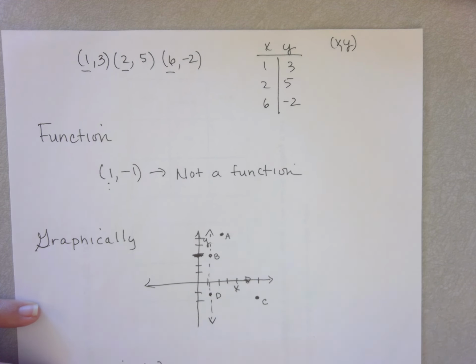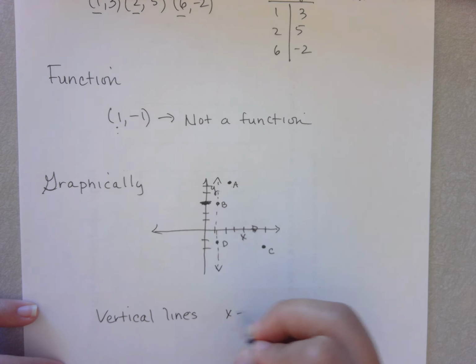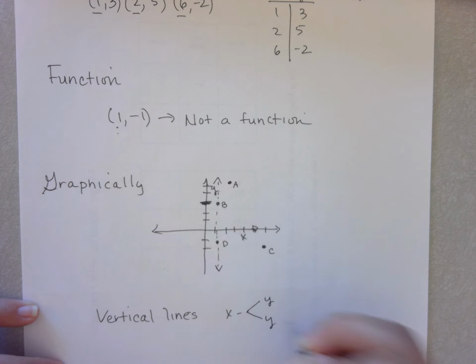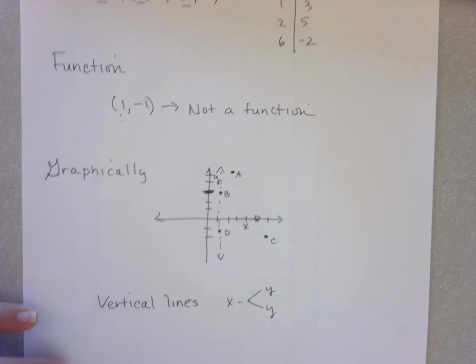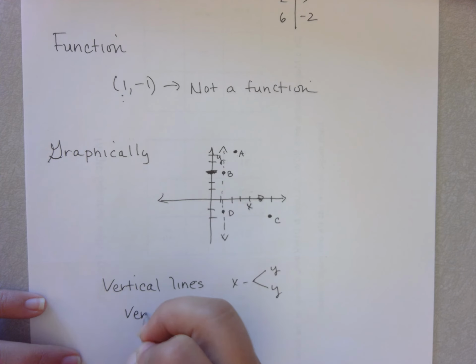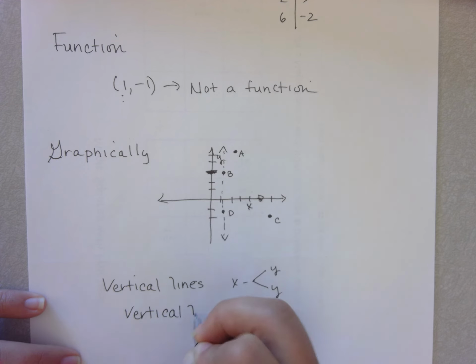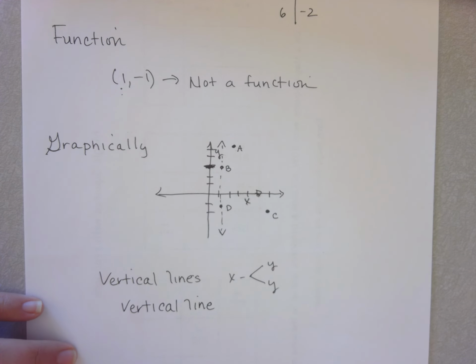So when I have an x value matching up with more than one y, then I get this problem where when I draw in a vertical line, it's going to hit the graph in more than one place. This is what we call the vertical line test. So if something is a function and I look at the graph of it, then a vertical line won't hit the graph in more than one place.